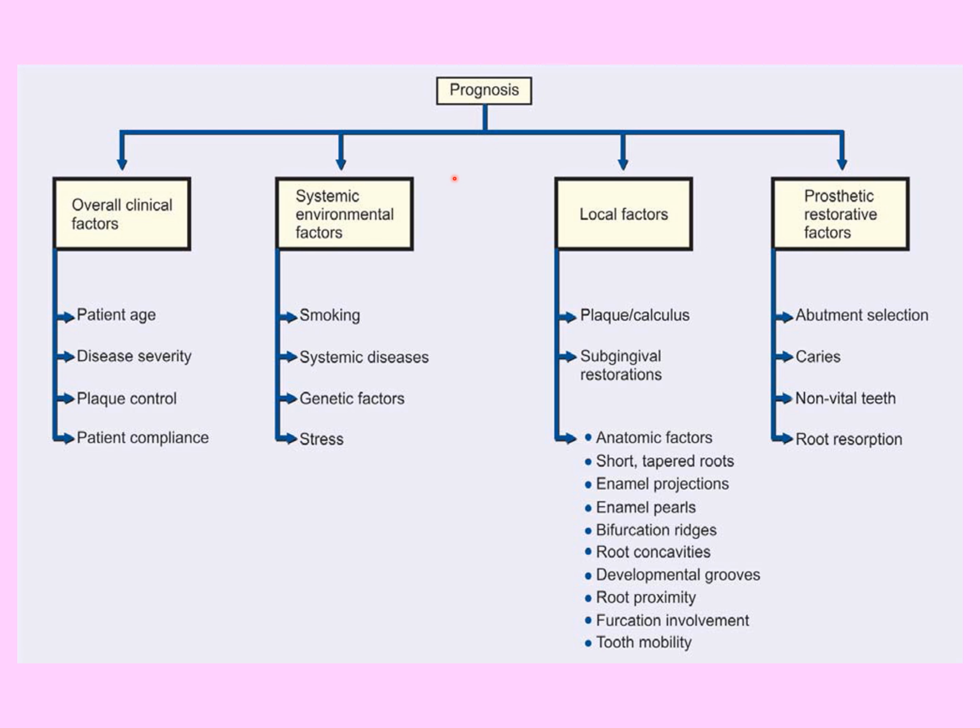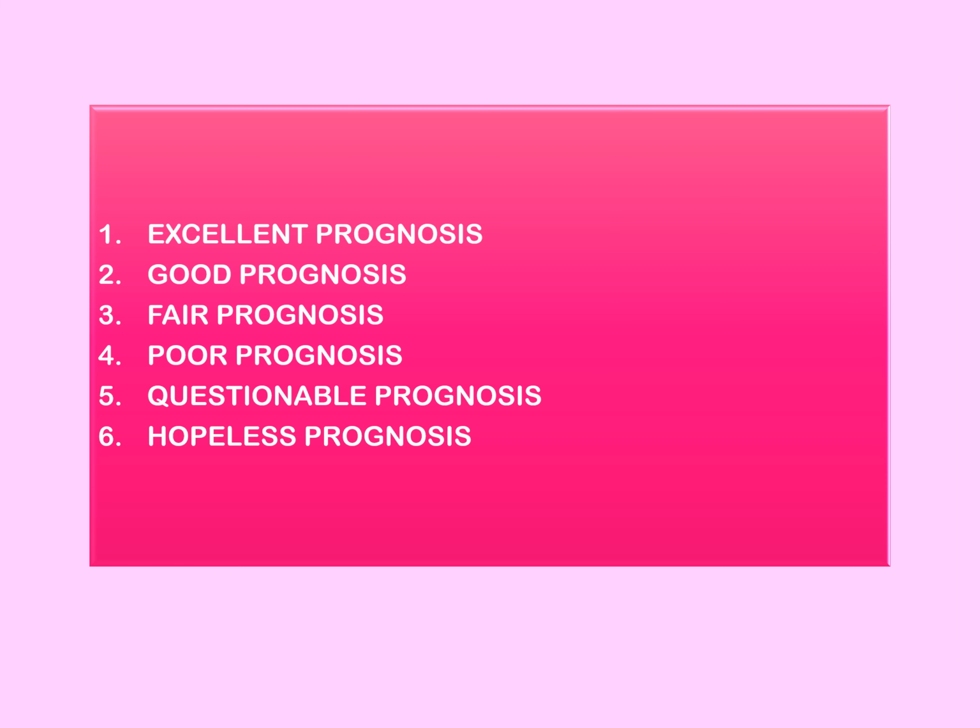Prognosis of a patient is dependent on various factors which include overall clinical factors, systemic environmental factors, local factors, and prosthetic restorative factors. So depending on individual factors, systemic conditions, local factors, and presence of any restorative or prosthetic factors, prognosis can be excellent, good, fair, poor, questionable, and hopeless.